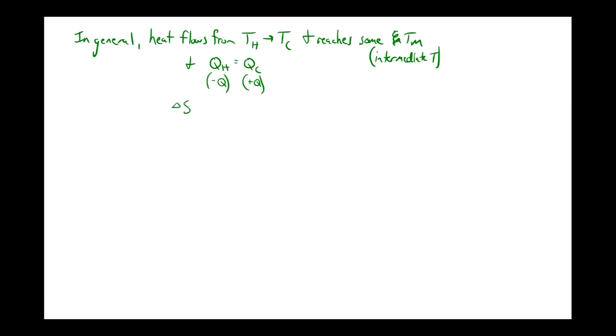So we could write out the change in entropy, just like before, as the change in entropy for the hot plus the change in entropy for the cold. For the hot one, we have a negative value for the Q. And it's going to reach, we'll say, the hot intermediate temperature. We'll call that THM. Plus a positive Q over TCM, the cold intermediate temperature.